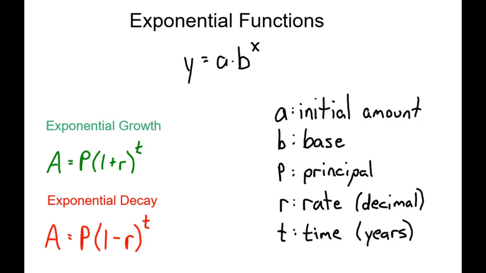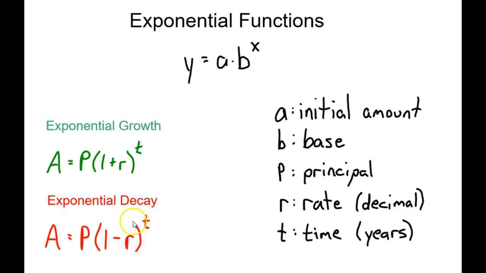Now we need to talk about exponential functions. The most basic form for an exponential function is y equals a times b to the x power. a represents the initial amount, and b represents the base. It essentially tells us whether we're going to be increasing or decreasing. What we're going to work with right away are two special types of exponential functions. We have exponential growth and exponential decay. There's lots of story problems and science applications we can do with exponential growth and decay. For the exponential growth equation, we have A equals P times the quantity 1 plus r, raised to the t power.